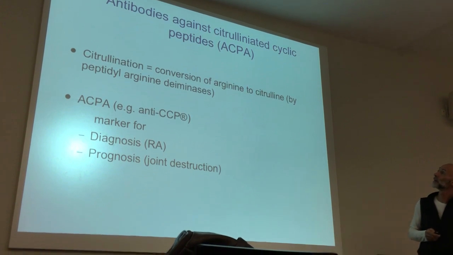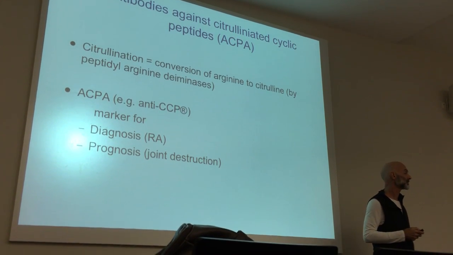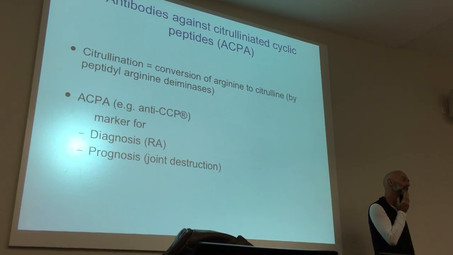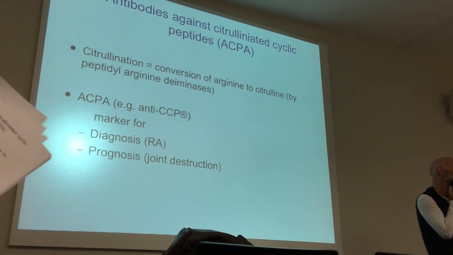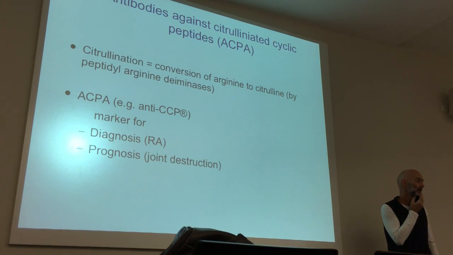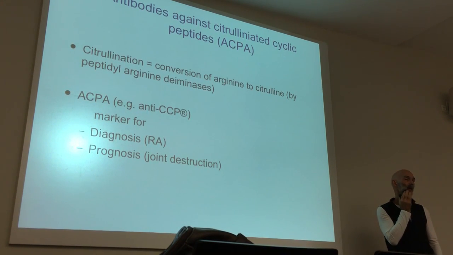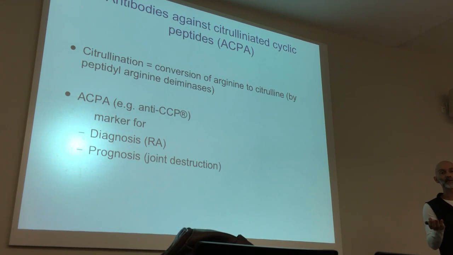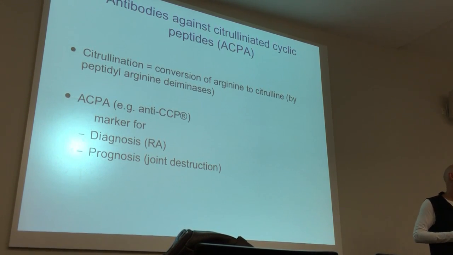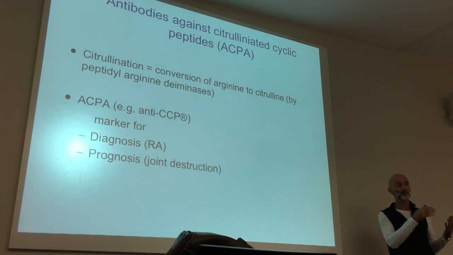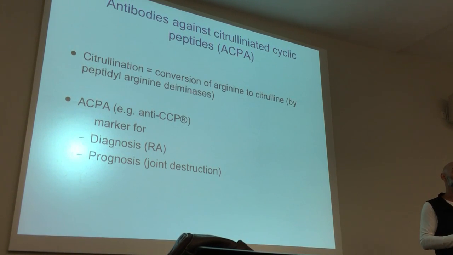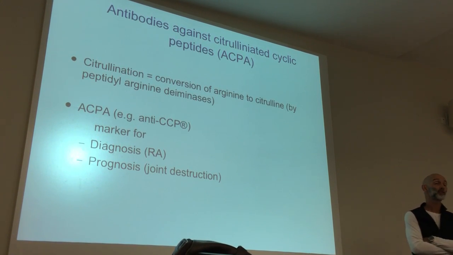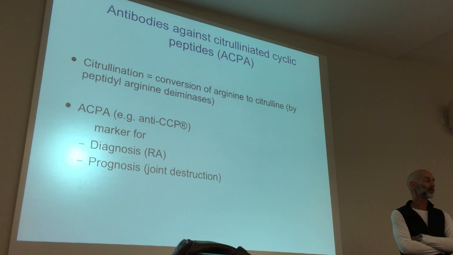A newer development are autoantibodies against citrullinated cyclic peptides that can be detected in these patients. Similar to rheumatoid factor, they are important for the diagnosis, but also, again similar to rheumatoid factor, important for the prognosis. So if you have a patient who has both rheumatoid factor and anti-CCP antibodies, these are patients who are in danger of joint destruction and a very aggressive disease.